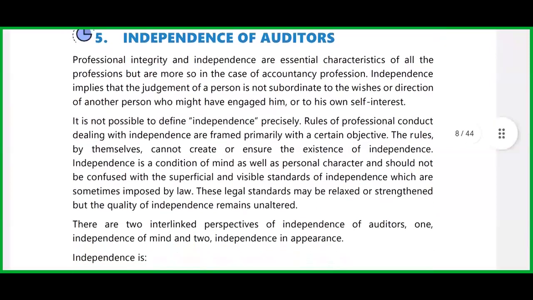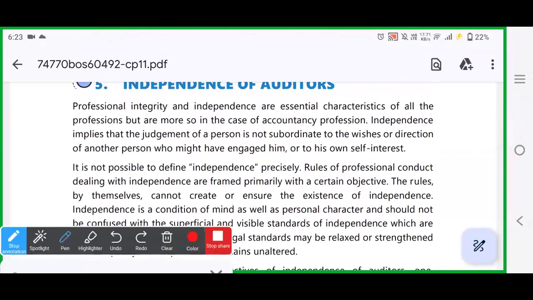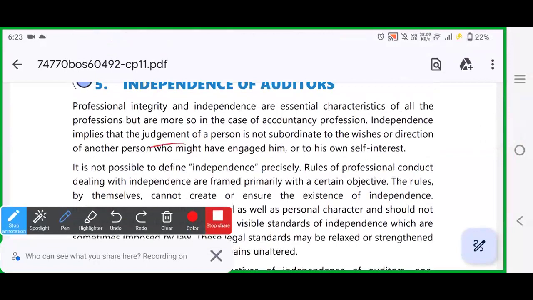Next, very important topic here, independence of auditors. Professional integrity and independence are essential characteristics of all professions, but more so in the accounting profession, where it is required. So, what is independence? Independence is the judgment of a person which is not subordinate to the wishes or direction of any other person. Whatever decision an auditor is taking, that is on his own judgment and it is not under somebody else's wish or subordinate to another person's direction.